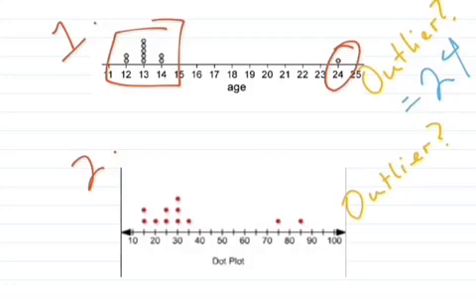Let's look at the second one. Give you guys a second to think about that. You can pause it if you want for a second or two, and then we'll talk about it. But see if you can identify the outlier in that one. Go for it.